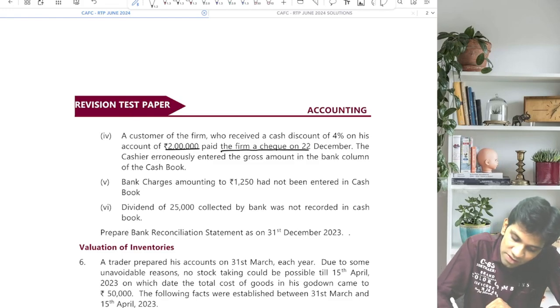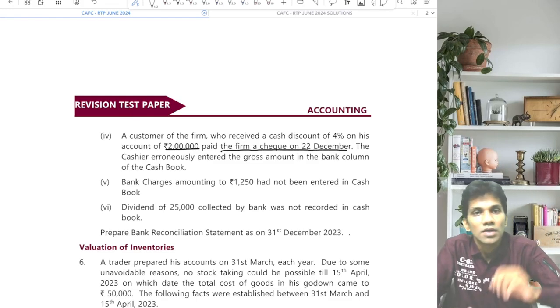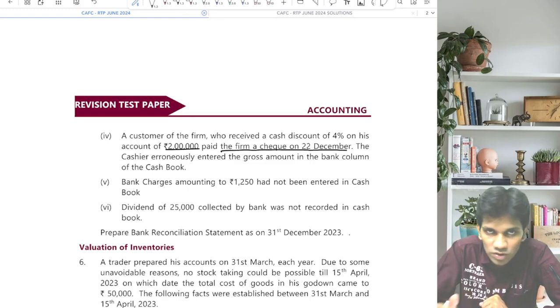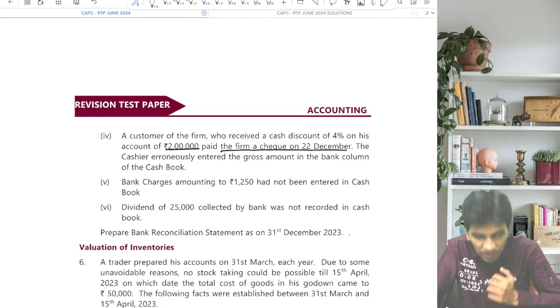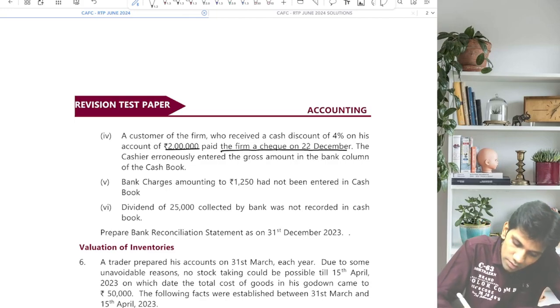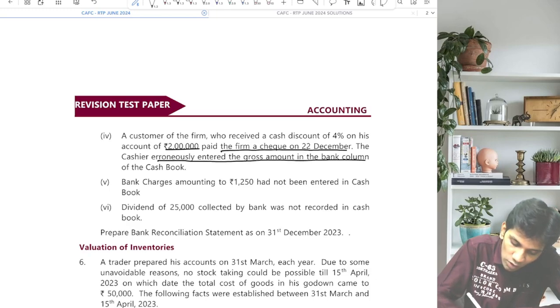Paid the form of check on 22 December. हमको एक कस्टमर से पैसा लेना था 2 लाख रुपया, 4% डिस्काउंट हमने उनको दिया था. So he paid us a check after deducting the discount. The cashier erroneously entered the gross amount in the bank column of cash book.